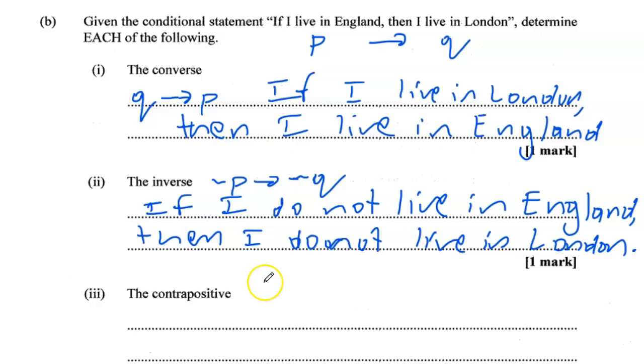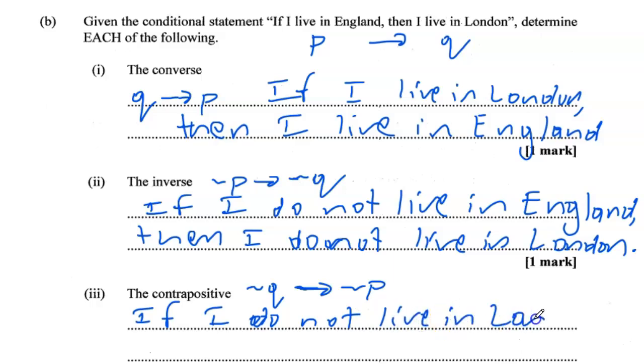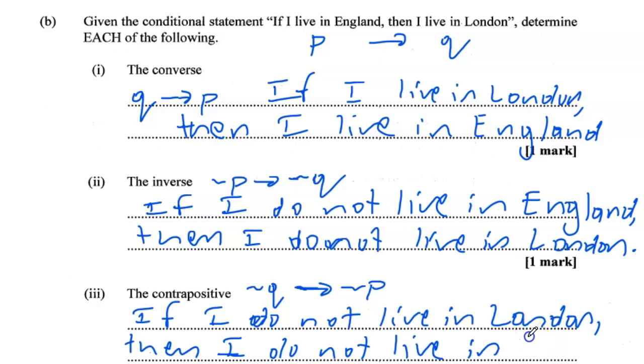And the contrapositive, we simply negate the converse. So the contrapositive of P implies Q is not Q implies not P. So the contrapositive would be just the inverse of the converse, which is: if I do not live in London, then I do not live in England. Let's move on.